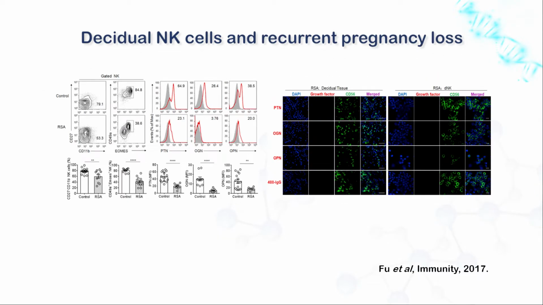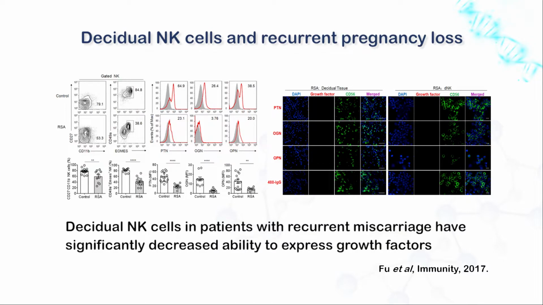In addition, they found that in patients with recurrent pregnancy loss, the number of CD49A positive decidual NK cells was reduced, and their ability to produce growth factors was also decreased. Therefore, by using multi-parameter flow analysis, they found new immune subsets with specific characteristics and function, which are involved in the pathogenesis of pregnancy loss.